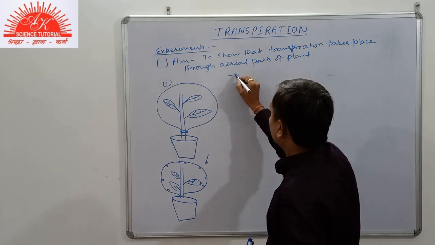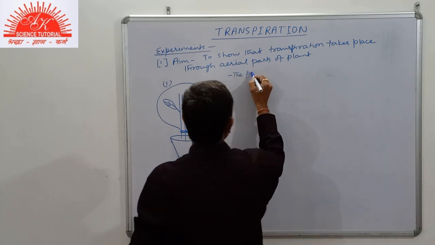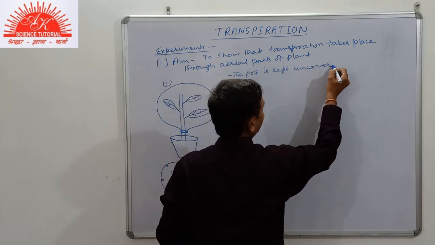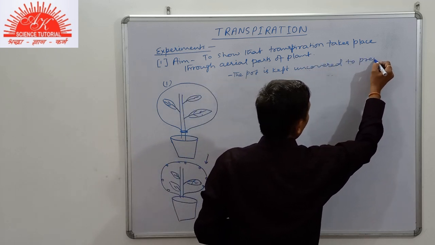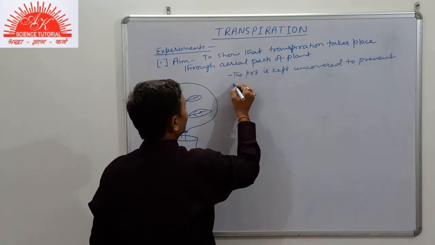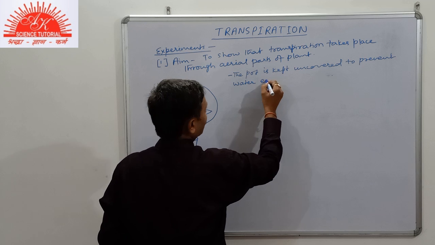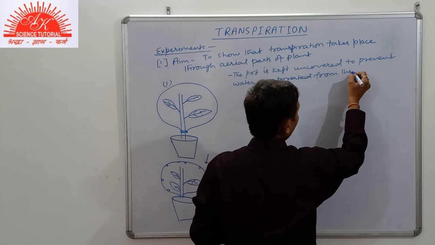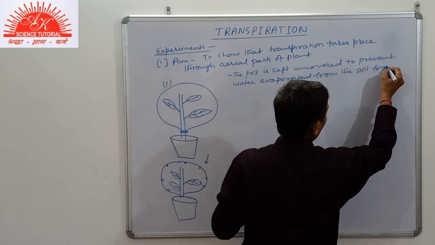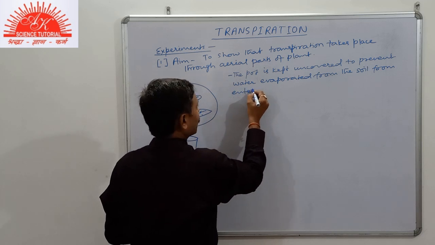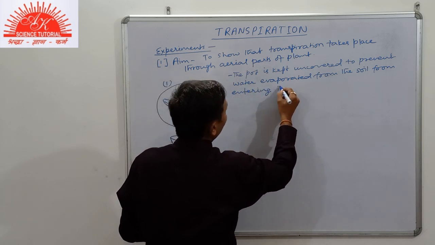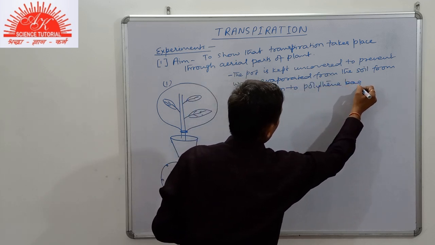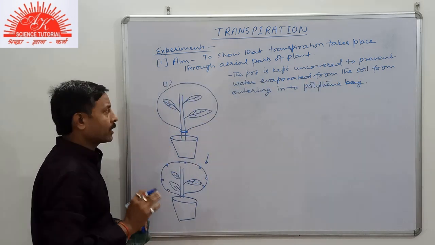Then we write here that the pot is kept uncovered to prevent water evaporated from the soil from entering into the polythene bag. So this is the first question, first reason.